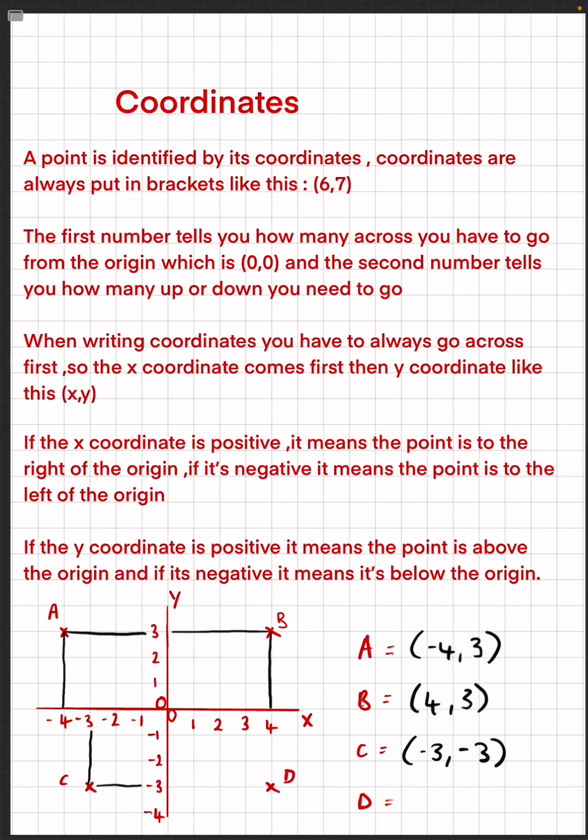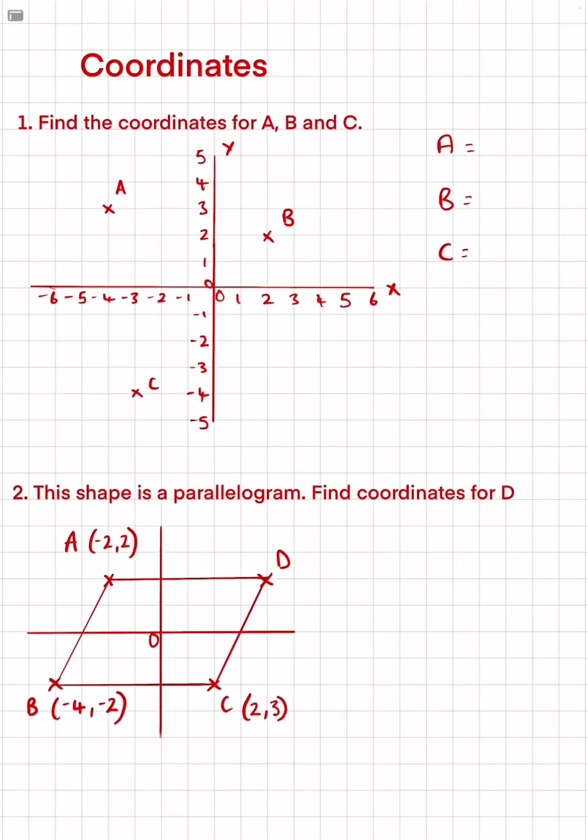For point D, if we draw a vertical line to the x-axis, the x coordinate is 4. And if we draw a horizontal line to the y-axis, the y coordinate is -3. Here are a couple more examples. The first one says find the coordinates for A, B, and C.